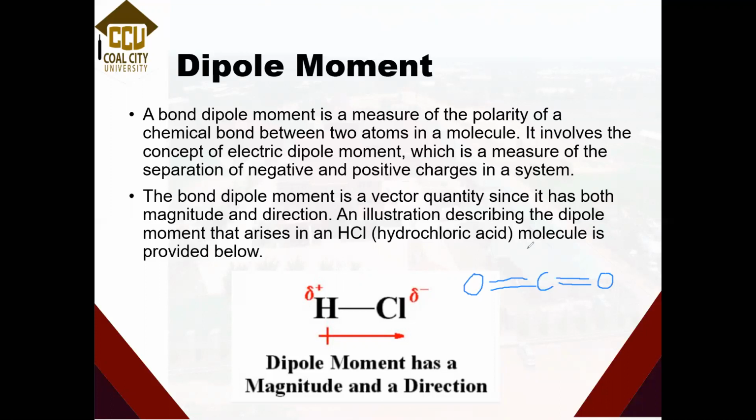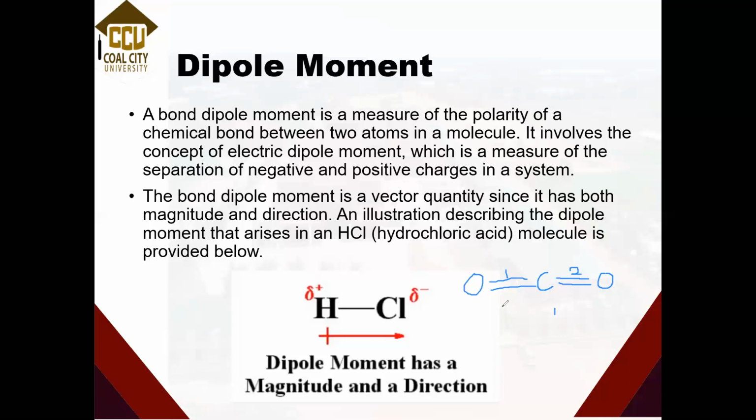For the whole molecule, we have what we call the molecular dipole moment, while for each of these bonds, we have what we call the bond dipole moment. So there are going to be 2 bond dipole moments in carbon dioxide, but there will be only 1 molecular dipole moment. So take note of that. Also, it involves the concept of electric dipole moment, which is a measure of the separation of negative and positive charges. I think we've already explained that. The bond dipole moment is a vector quantity since it has both magnitude and direction. So when we talk about dipole moment, it is a vector quantity.